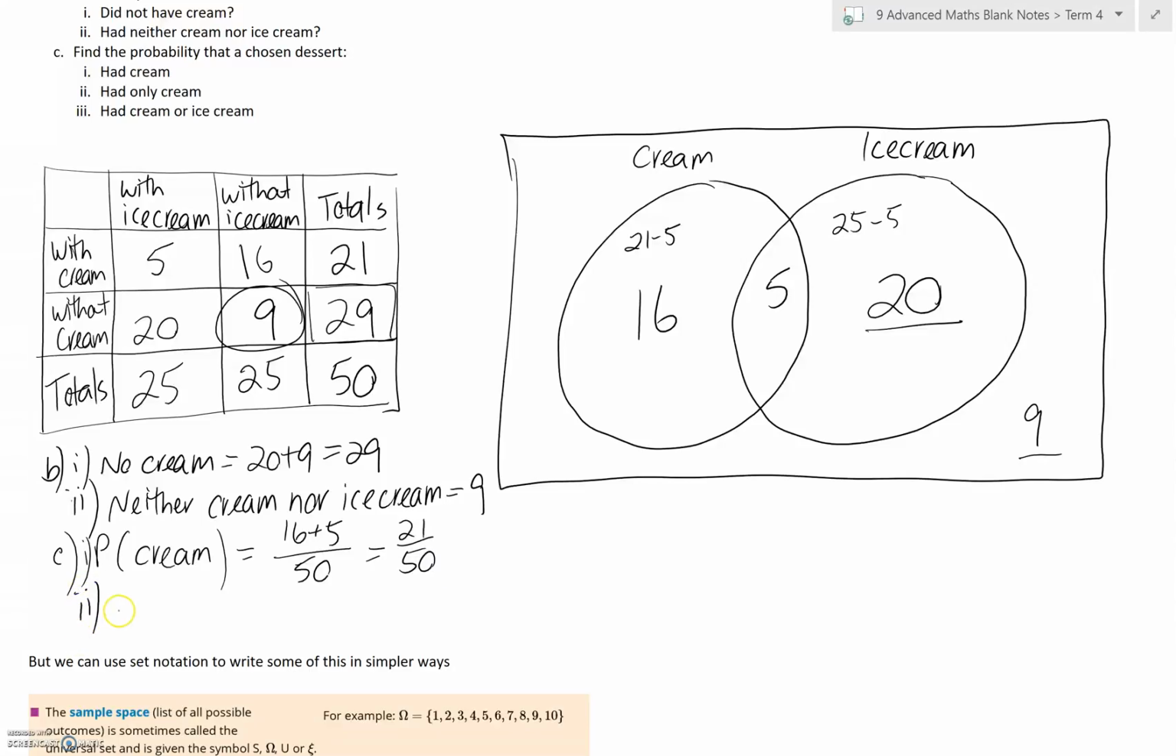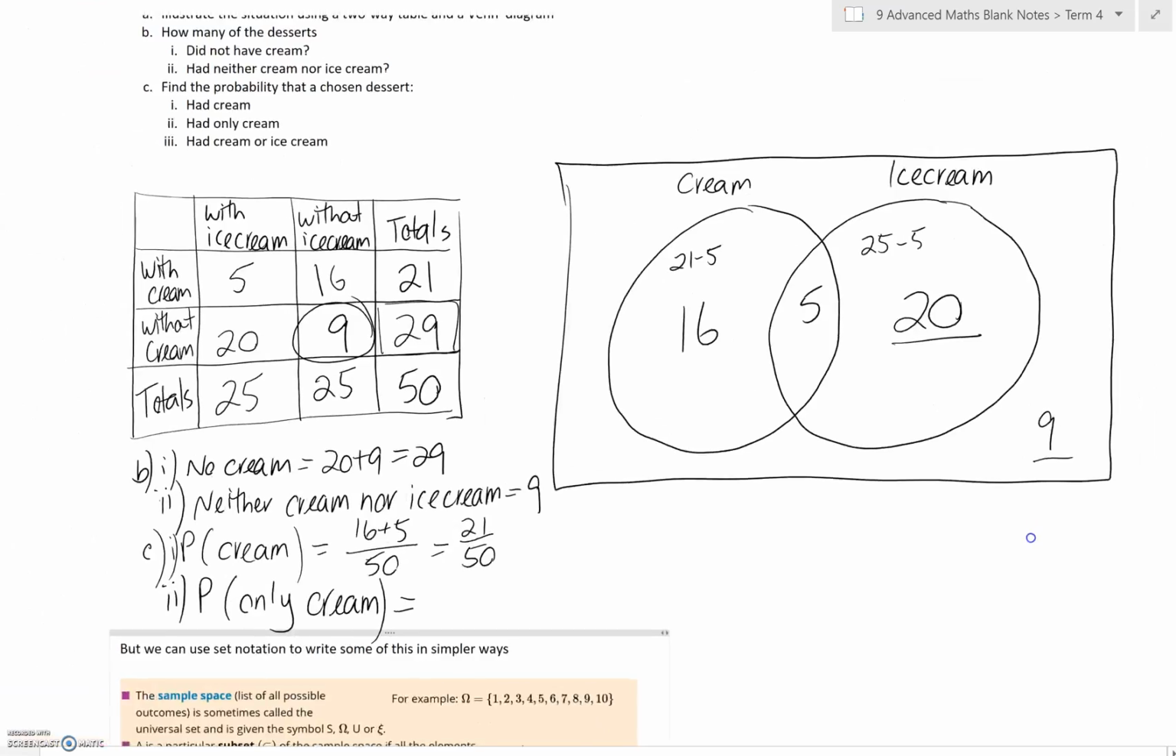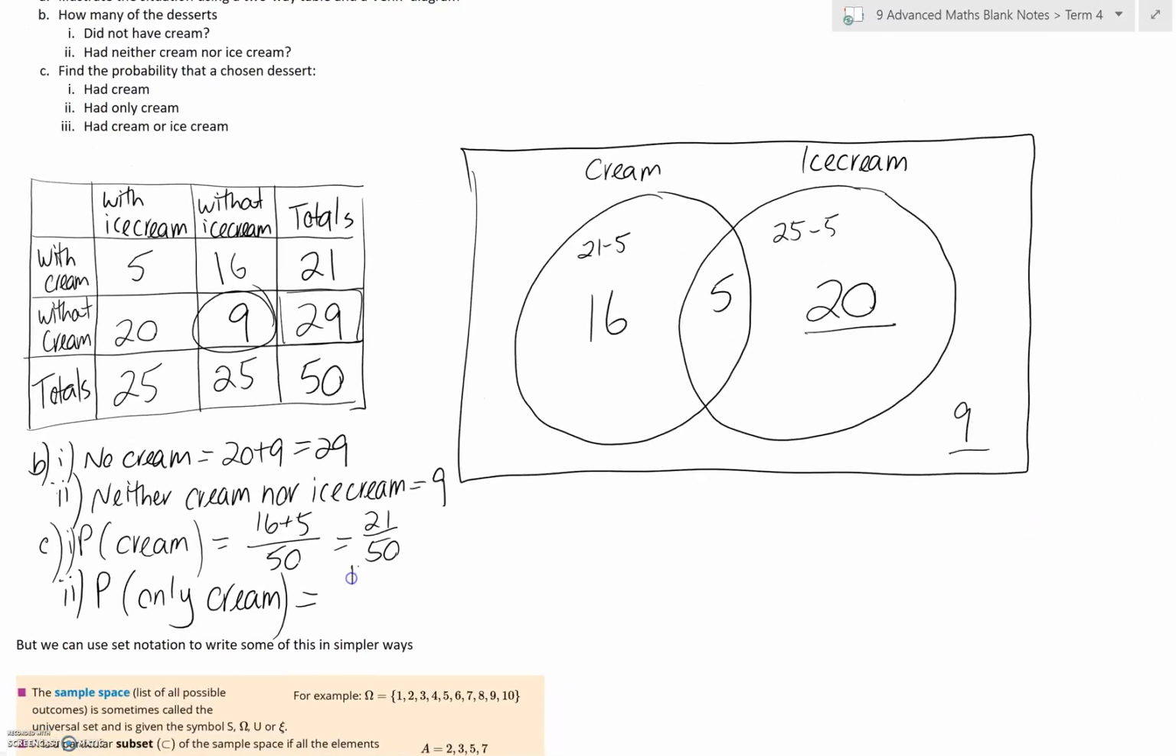The probability that it was only cream, which is not the same as the one we just did. The one we just did had cream or cream and ice cream, but the probability of only cream this time is the one that had cream but no ice cream, 16 out of 50, which of course we could simplify down to 8 out of 25. And our third part had cream or ice cream. So the wording really matters here, cream or ice cream.